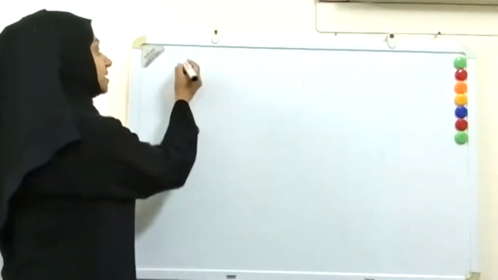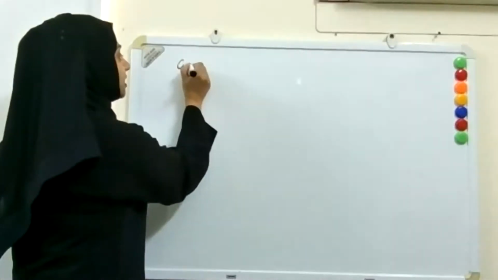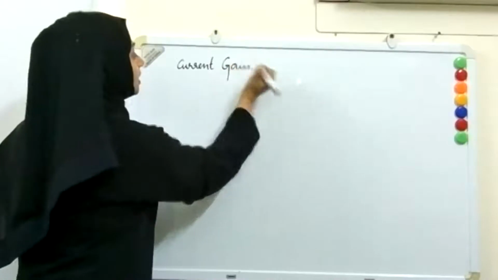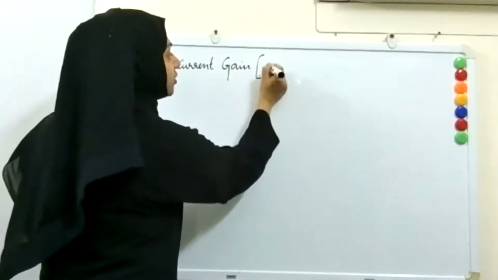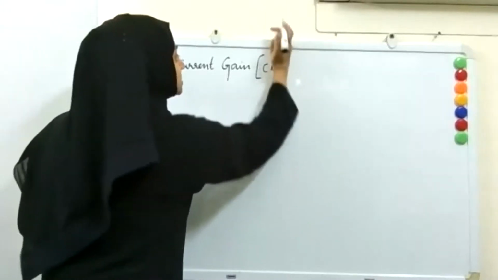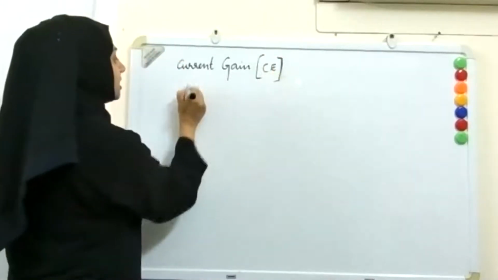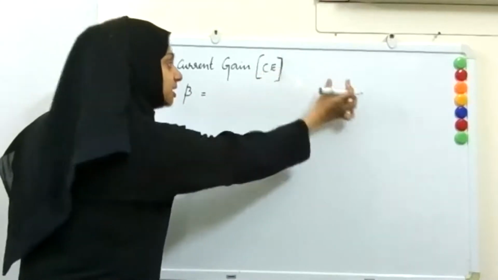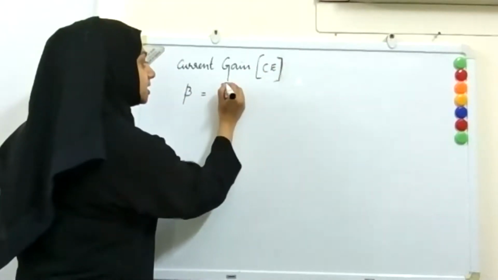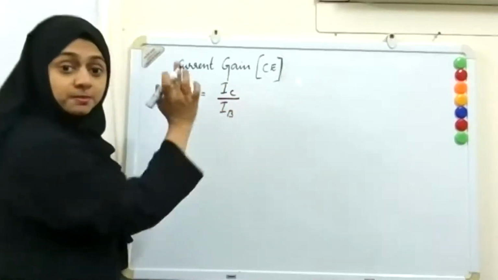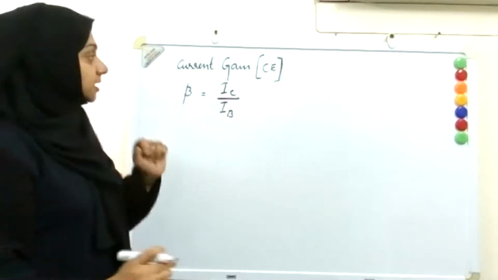We know that the current gain is usually for a common emitter configuration, and it is represented by beta, and it is equal to, for common emitter, the output is collector current. So output divided by input, which is the base current. So this is current gain.